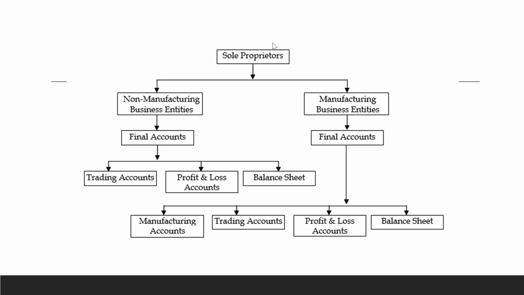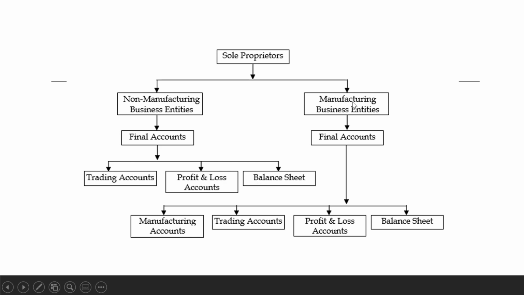Now a sole proprietor can be either a manufacturing business or a non-manufacturing business. Both are supposed to make final accounts. Now let's talk about the non-manufacturing. He'll make three accounts: a trading account, because since he's non-manufacturing he's going to buy goods and sell goods, so he's doing a business of trading, and then a profit and loss account, and finally a balance sheet.